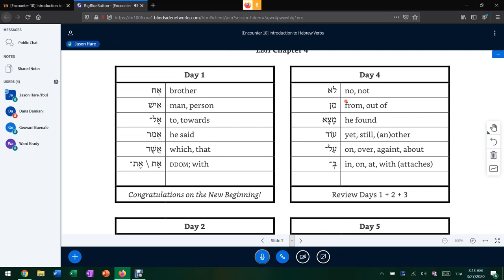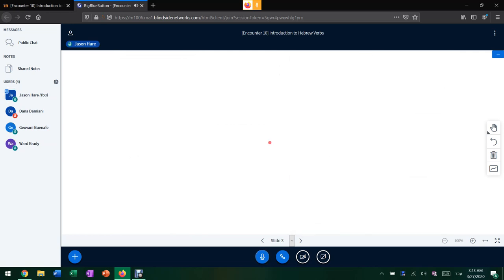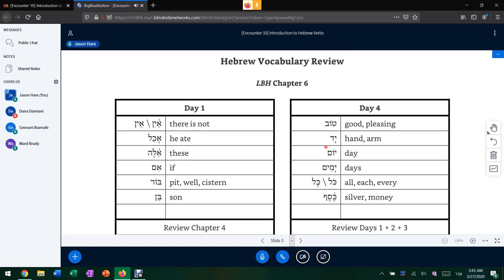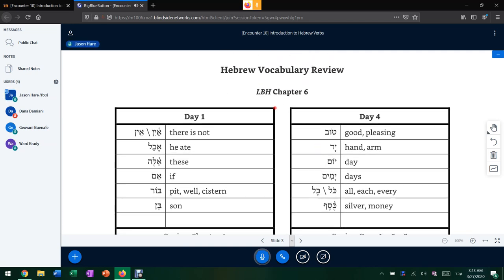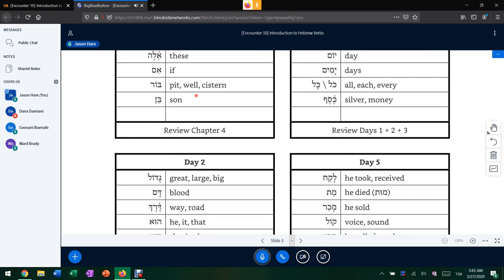Basically, I put all the vocabulary from the chapters on this sheet. You open up the chapter, like chapter 6, day 1, whatever, and you need to study vocabulary every day. It takes about 5 to 10 minutes. If you do it for a short amount of time with a few words, it's much easier to hold it, to memorize it.